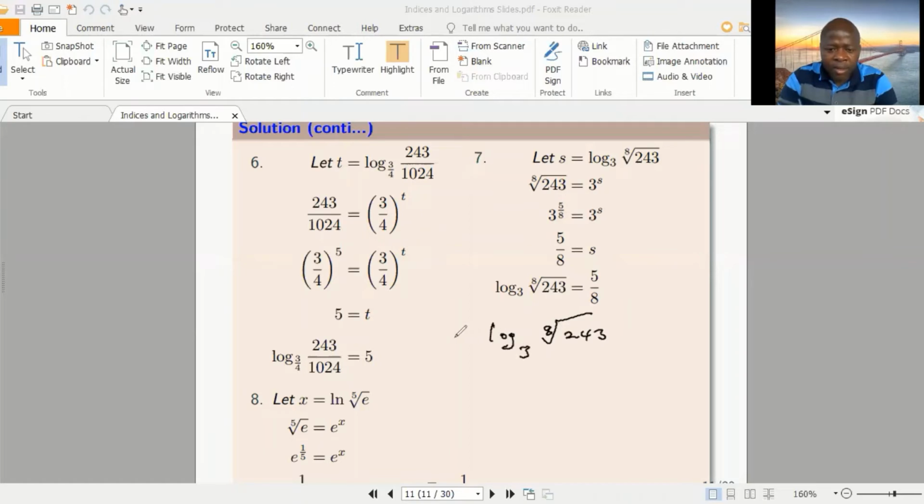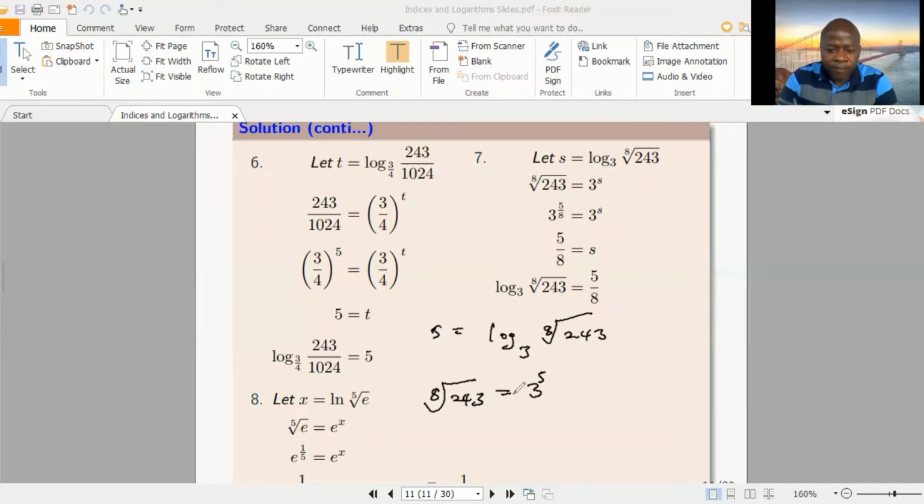So we don't know it. Let's just let it be s. Let it be s, then s has to take the position of that, and so this one replaces it. So we have the 8th root of 243 being equal to x raised to s. And that's what I wrote here.